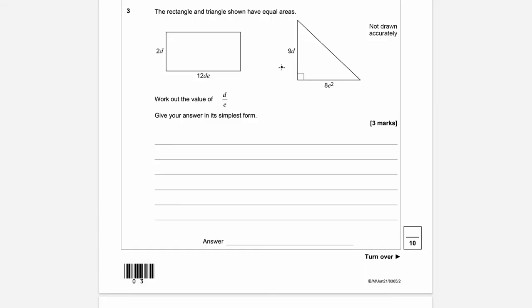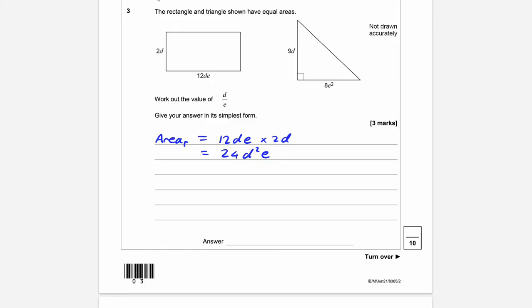Part 3, question 3. The rectangle and triangle shown have equal areas. Work out the value of D over E. Okay, as always, they've given us very little space to work here. Okay, area of the rectangle, let's call it area rectangle, or this is equal to base times height, so that's just 12DE times 2D, which is equal to 24D squared E.